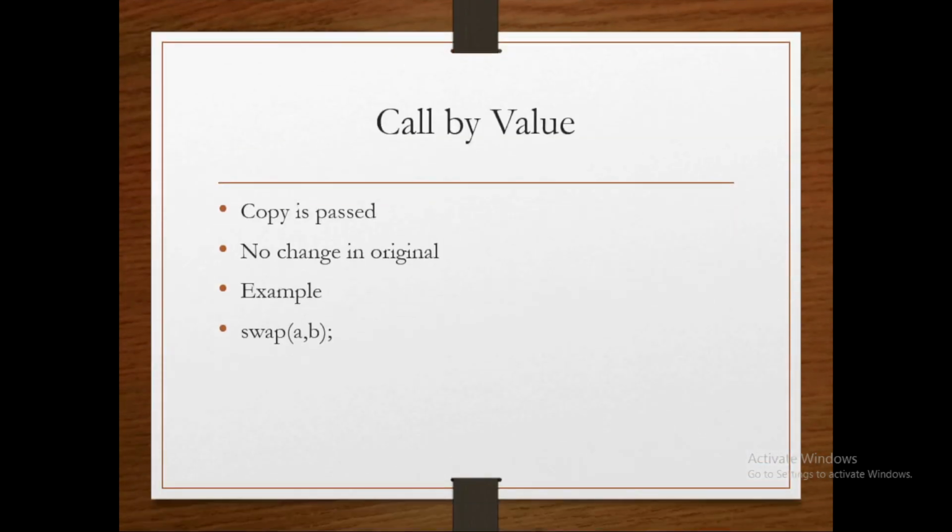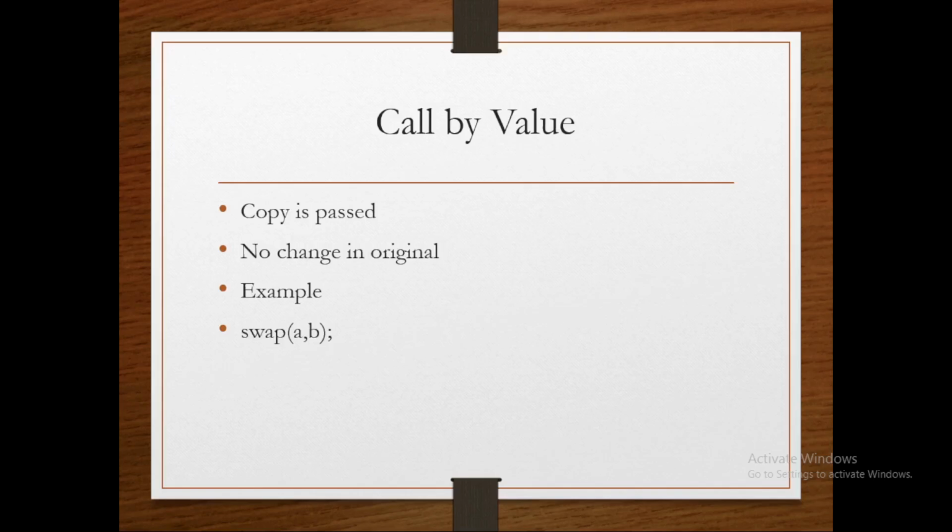Now, let's move to an important concept, call by value. In call by value, we pass a copy of the variable to a function. So any changes made inside the function do not affect the original variable. This is why swapping doesn't work properly in call by value.